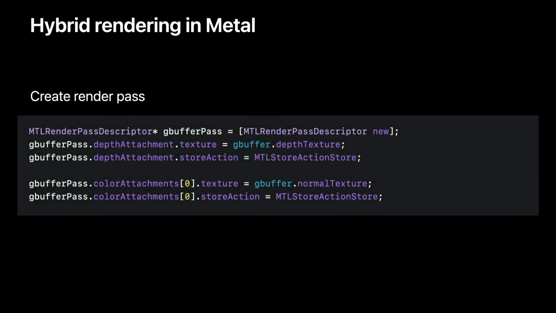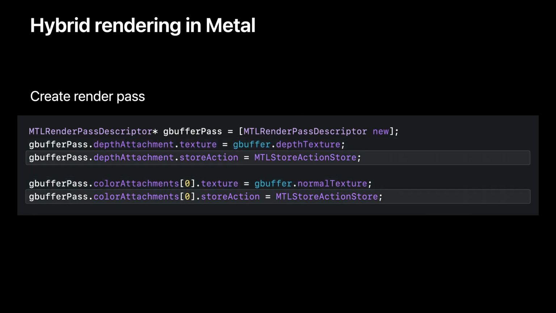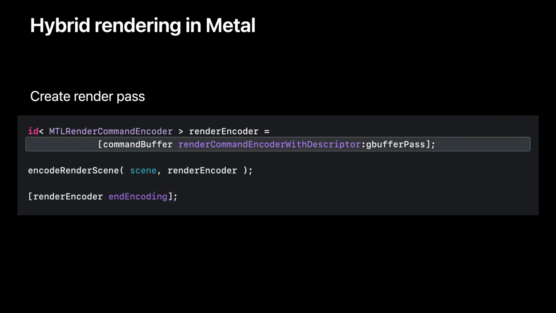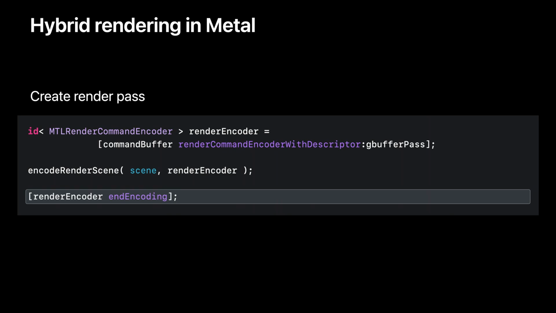We start with filling out our G buffer. To do so, we create a render pass and fill out a G buffer, and set its textures as the attachments for our pass. We make sure our images are stored to memory so the rendered contents are available to subsequent passes. We start our pass, encode our rendering, and end the render pass.